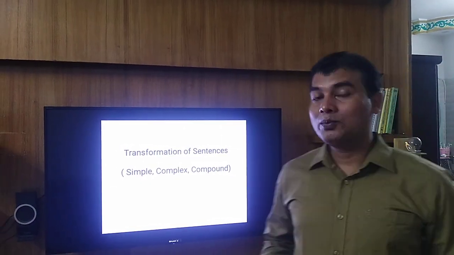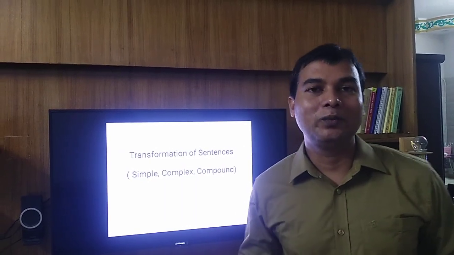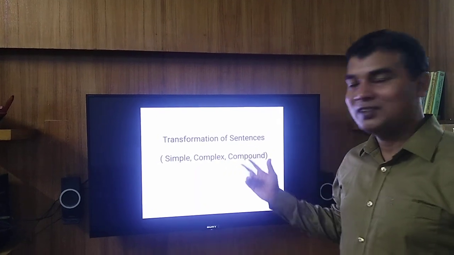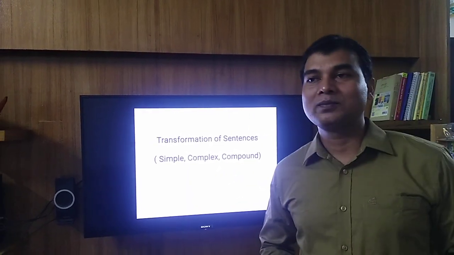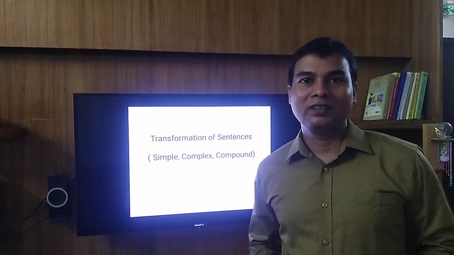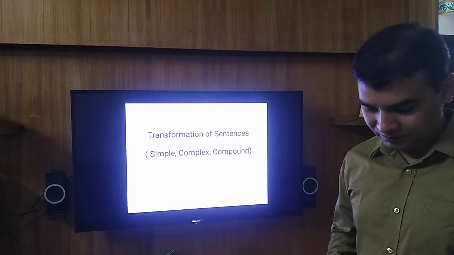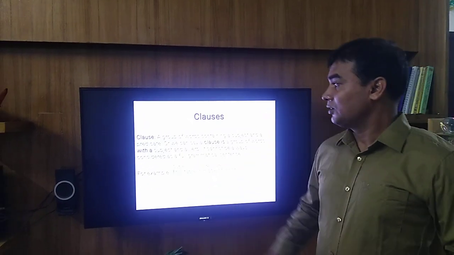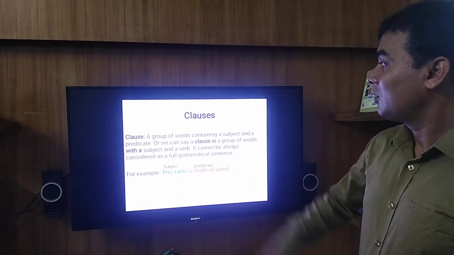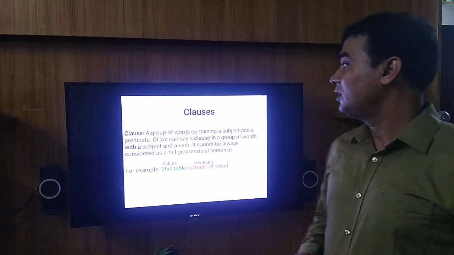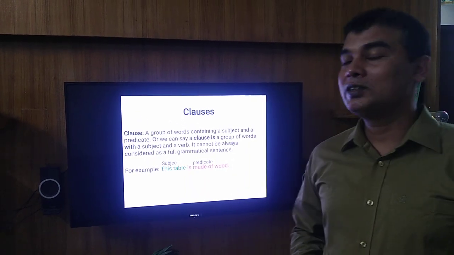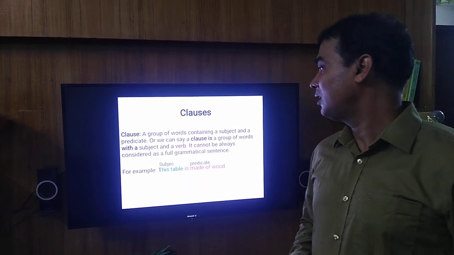Before starting our focus point, you should know very well the basic structure of these three sentences as well as the structure of clauses. Now, dear students, first of all, clauses. A clause is a group of words containing a subject and a predicate. Or we can say a clause is a group of words with a subject and a verb.